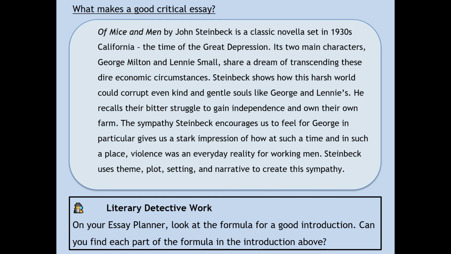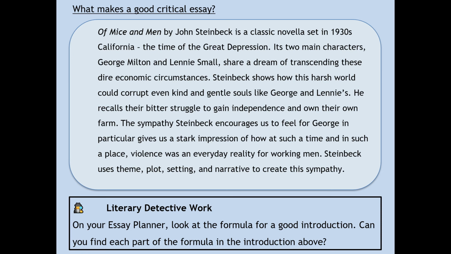Now folks, we're going to have a look at an example of an introduction together, and we're going to consider whether it's effective. This is going to help us to redraft our own introductions, and that'll be the focus of the rest of today's lesson. It's important you have your essay planner in front of you, because after I've read the introduction through, I want you to look at it in detail and see if you can find each part of the formula for an introduction in the example. You might want to do that by highlighting it or numbering it, whichever works for you.